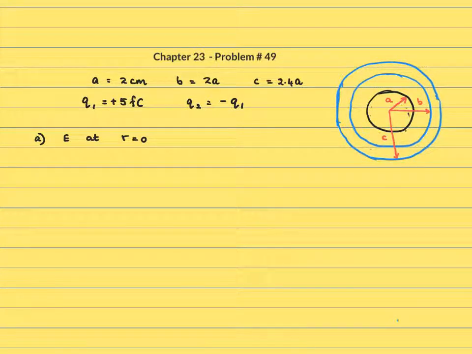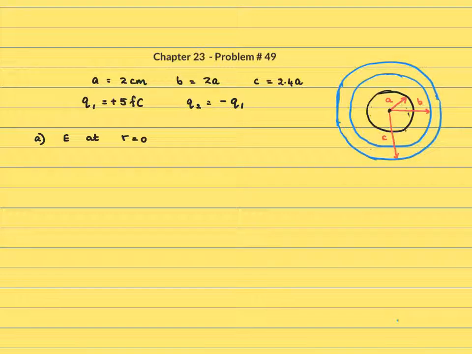Hi again. This is problem number 49 from the same chapter, chapter 23. If you haven't read that, now is the time to pause the video and turn to the page and read the problem. So here we are looking at the electric field at r equals 0. So at r equals 0, that means right over here.